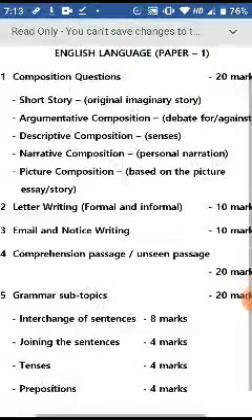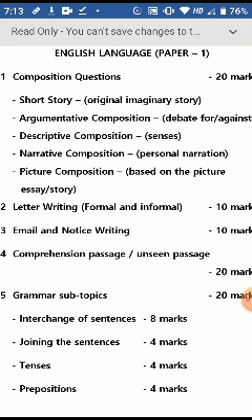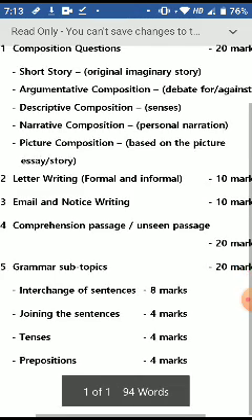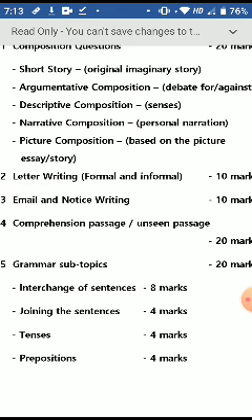Then we have question number 2, that is letter writing. There will be both formal and informal letter writing questions. You have to choose one and write for 10 marks. Then there is a compulsory question, email and notice writing. Both carry 5 marks each, so together it is 10 marks. Then we have the comprehension passage or unseen passage. Again, there is a fixed pattern: 3 marks go for meaning and 8 marks at the end are for summary writing. So altogether it consists of 20 marks.